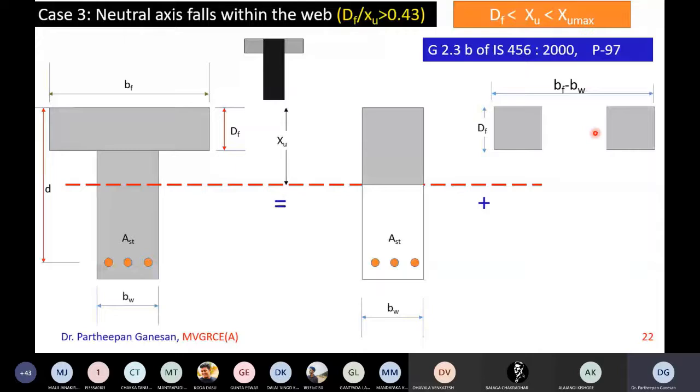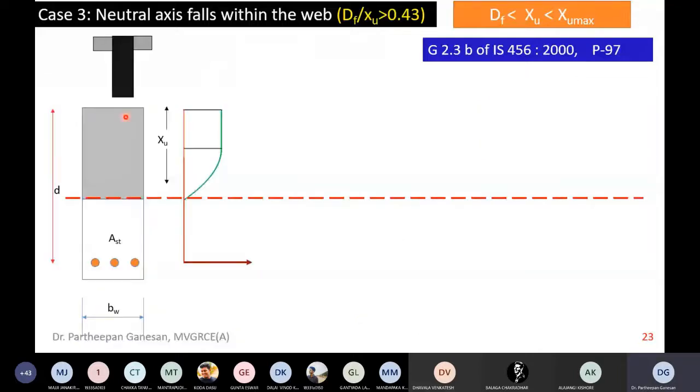Now the only difference is that for the entire rectangular portion, the compressive force taken by the concrete is 0.36 fck bw.